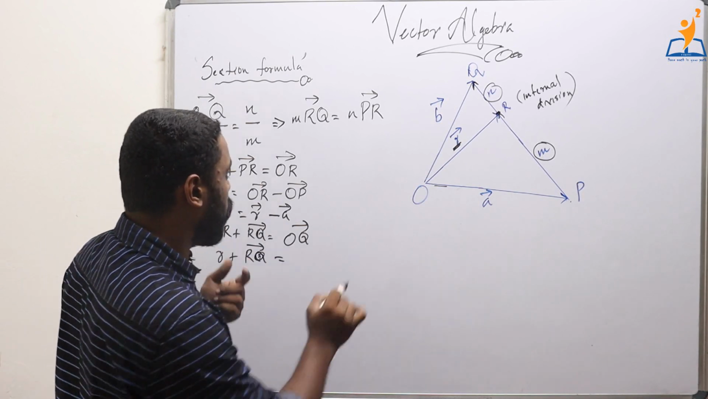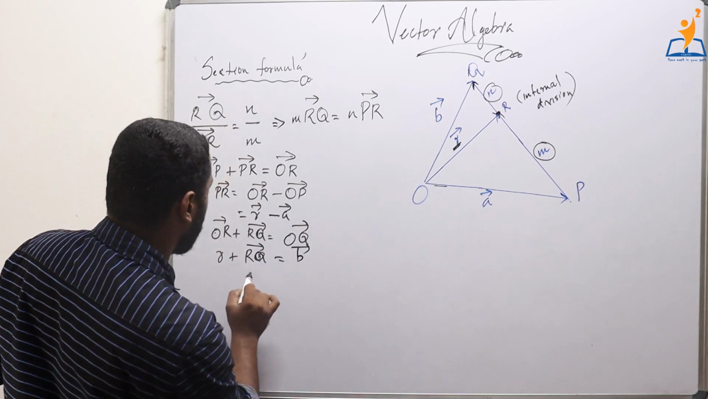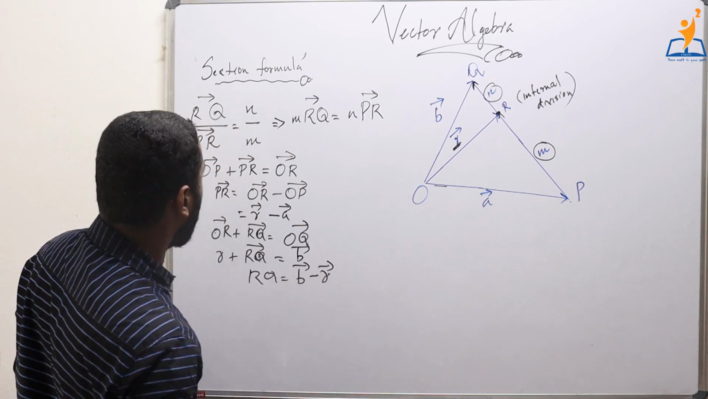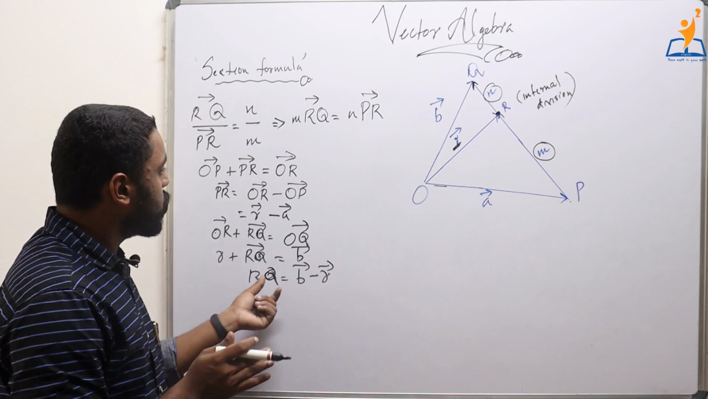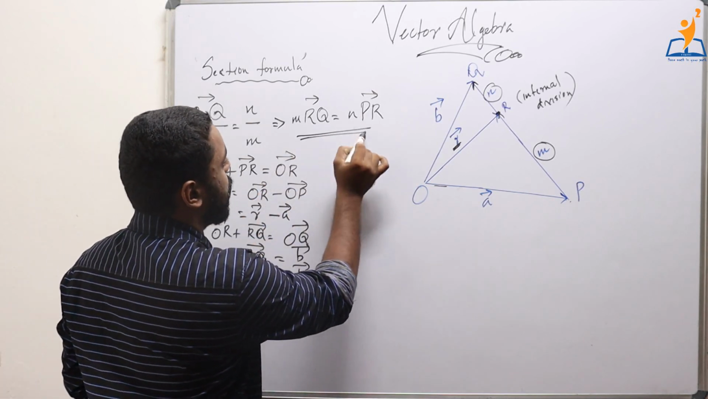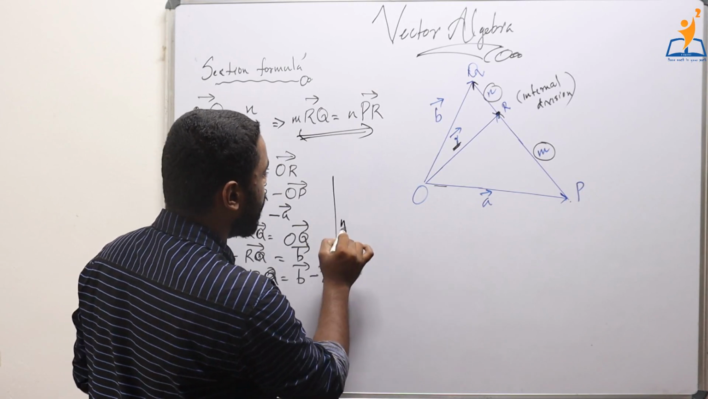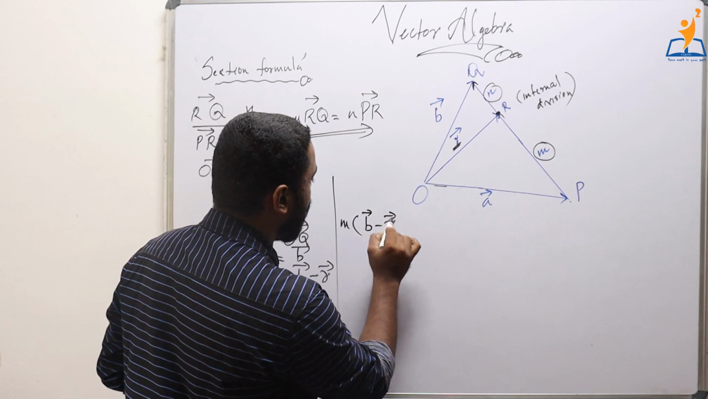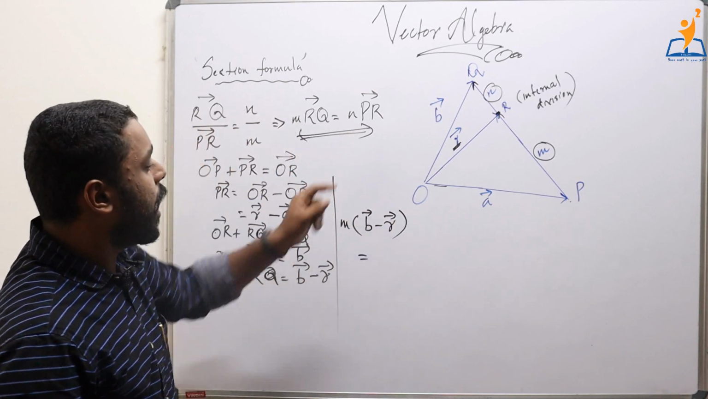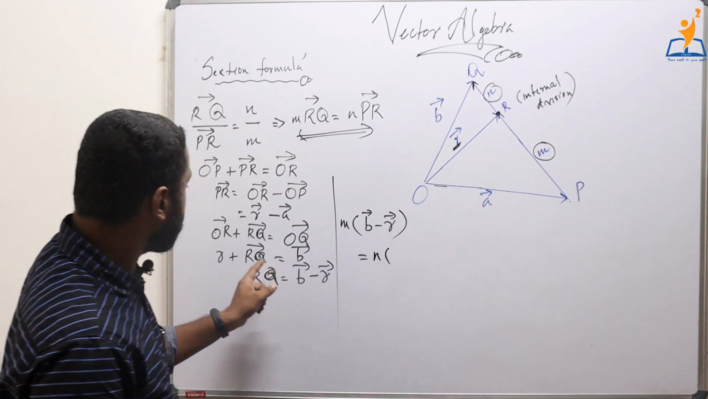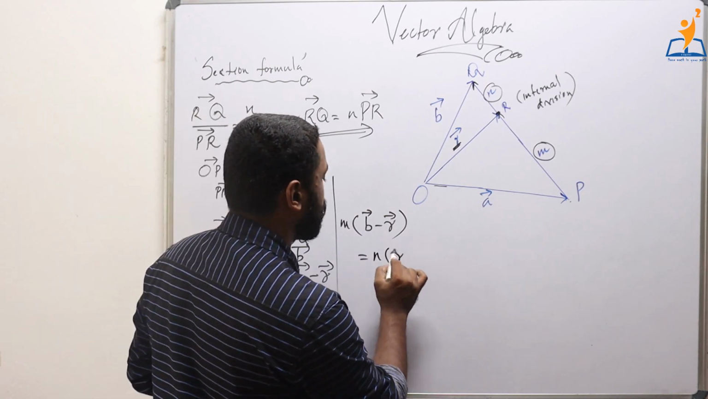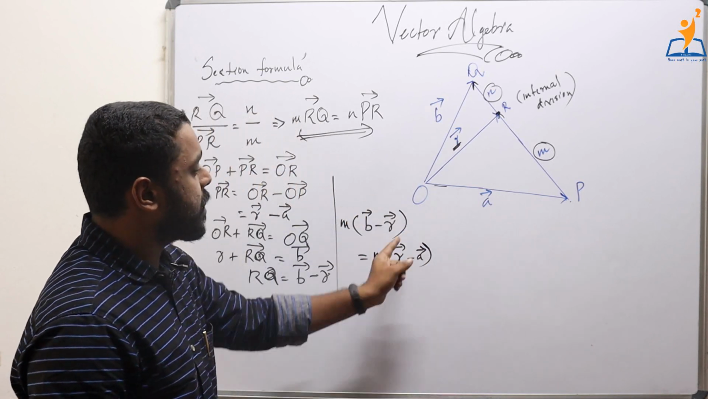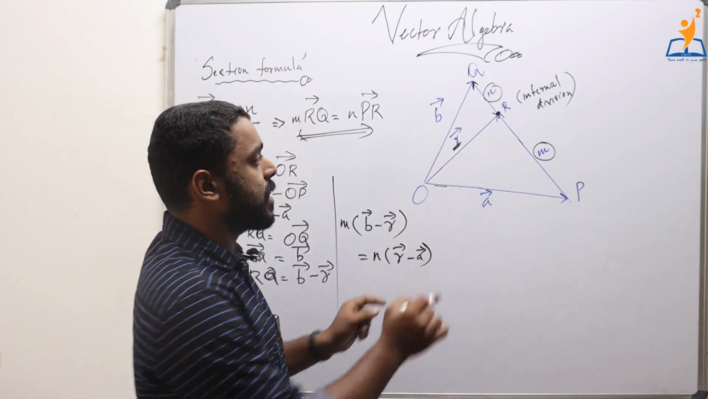RQ is equal to OQ, which is equal to B. So, we have RQ is equal to vector B minus vector R. Now, we can substitute these two values into this equation. So, we get M into RQ, which is B minus vector R, equal to N into PR, which is R minus A. Now, we shall multiply these things and find out R, which is the required vector.